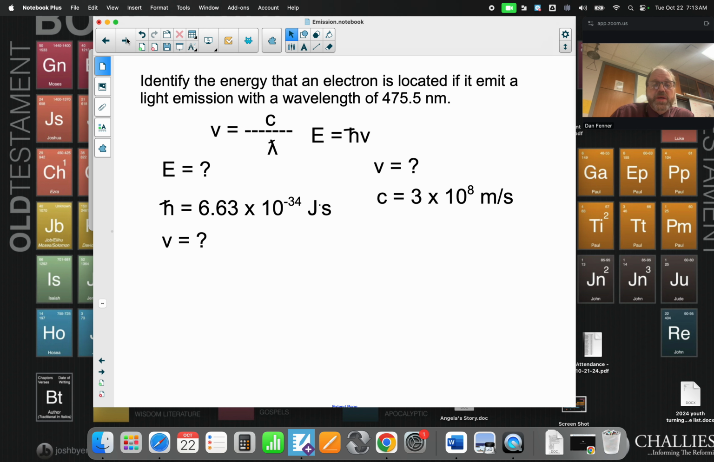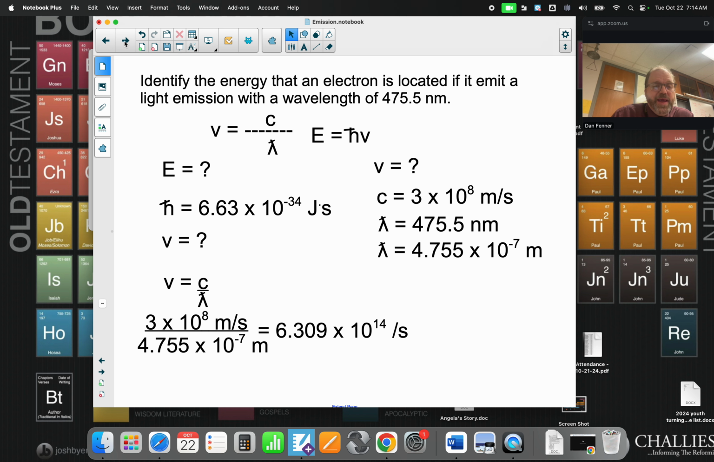Nu is the unknown. C is 3 times 10 to the 8th meters per second. Remember now, our wavelength is 475.5 nanometers. Now, these aren't the same units again. This is nanometers and this is meters. So we're going to have to convert the nanometers to meters. Like we did before, take 1 meter on top, 1 times 10 to the 9th nanometers on the bottom, divide it through, and get 4.755 times 10 to the minus 7th meters. All right, so plug those in, and I get 6.309 times 10 to the 14th per second.